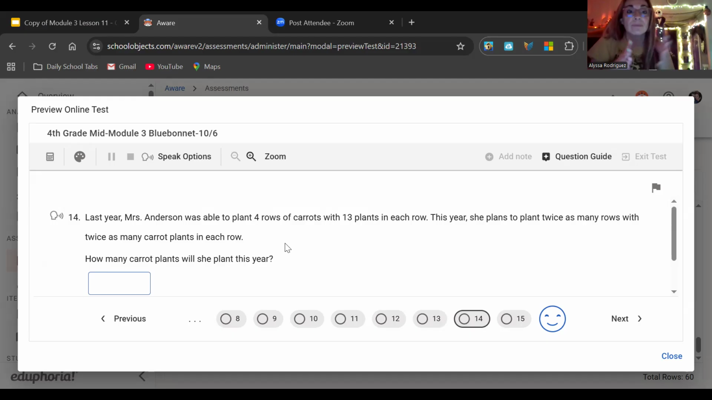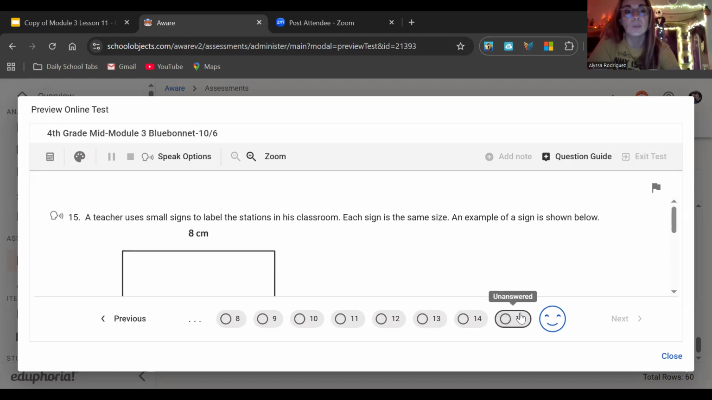So again, you already have your information. Draw 4 rows of carrots, but with 13 carrots in each row. Multiply. And if you want to do twice as many, you double up that answer. Okay, but it says how many plants will she plant this year? You're going to double it up. So multiply, double it. And the last one.